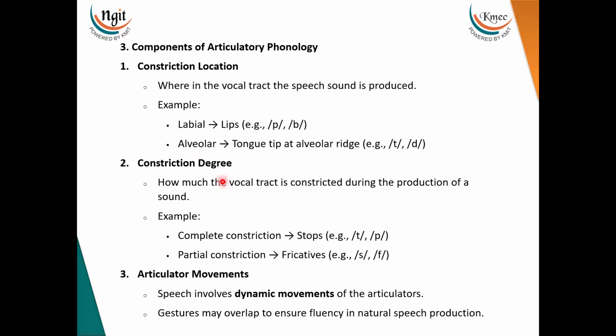Next is constriction degree: how much the vocal tract is constricted during the production of a sound. For example, complete constriction is stops. Next, partial constriction is fricatives. So this is constriction degree, how much of our vocal tract is constricted.